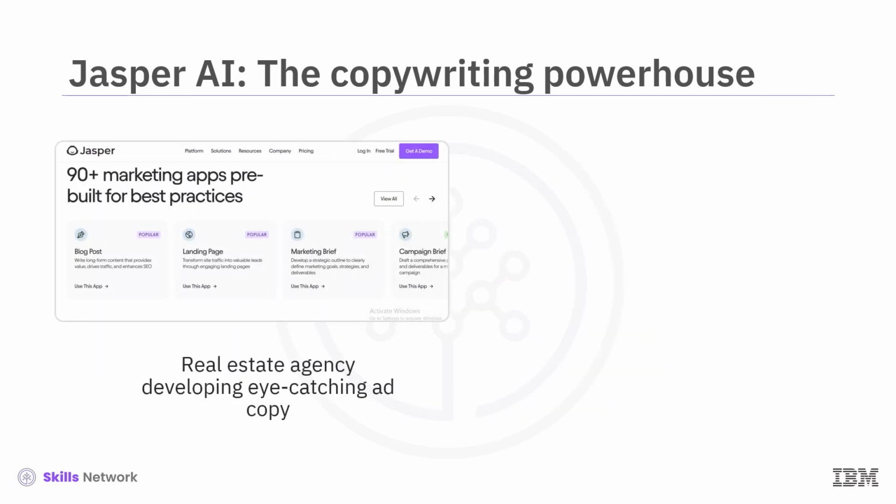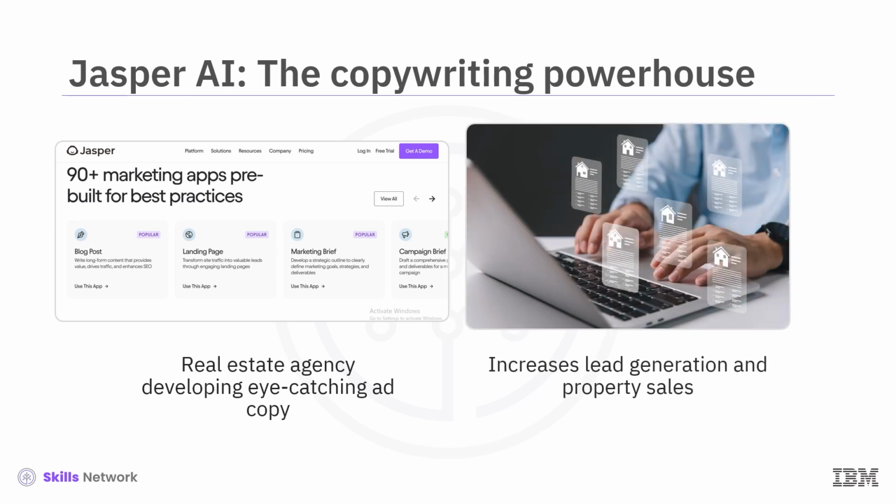For example, a real estate agency can use Jasper AI to develop eye-catching ad copy for Google and Facebook campaigns, increasing lead generation and property sales.